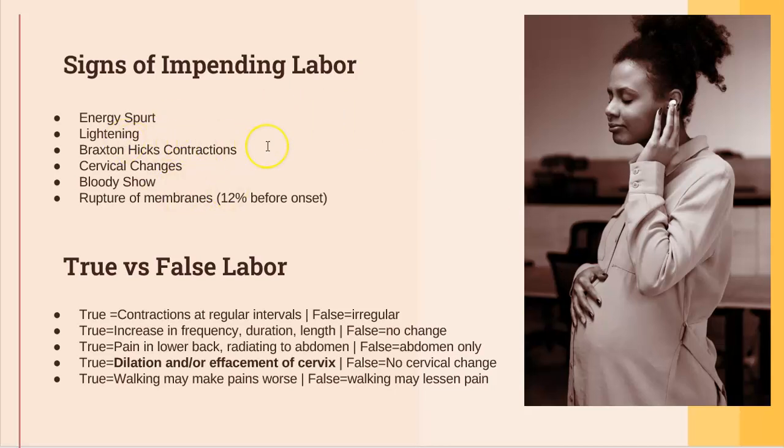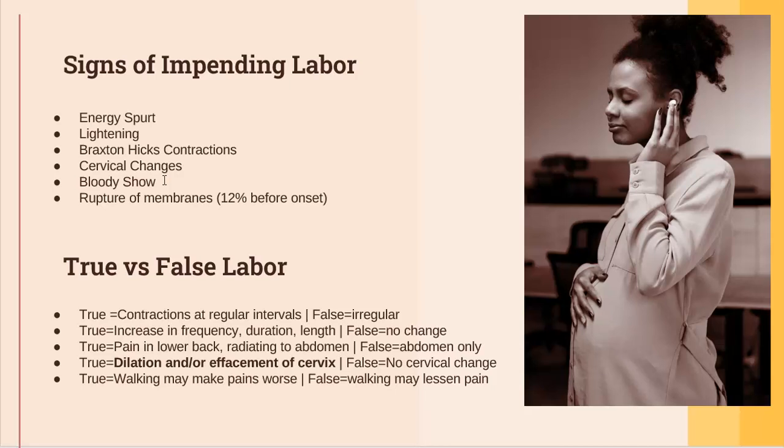Braxton Hicks contractions are contractions that feel like cramping, coming and going, but they're not actually changing the cervix. If you do have cervical changes, a bloody show, or any kind of cervical dilation or effacement, that could be a sign that labor is getting ready to start. And then 12% of women or so, their membranes rupture or their water breaks before they have any signs of labor.